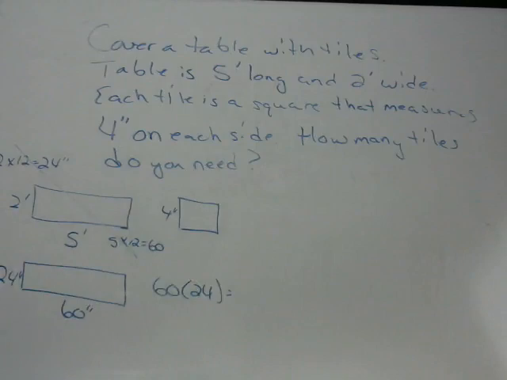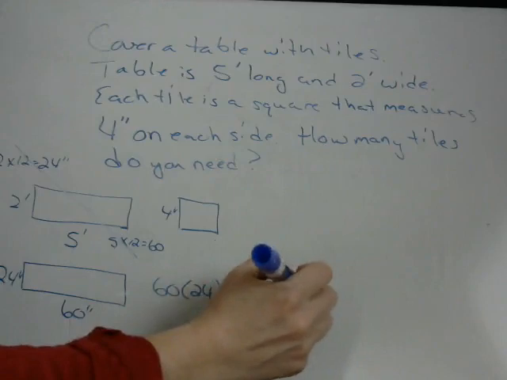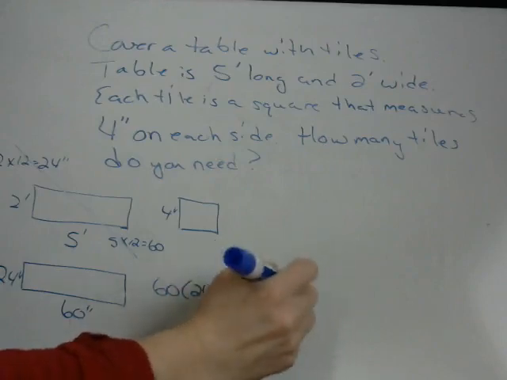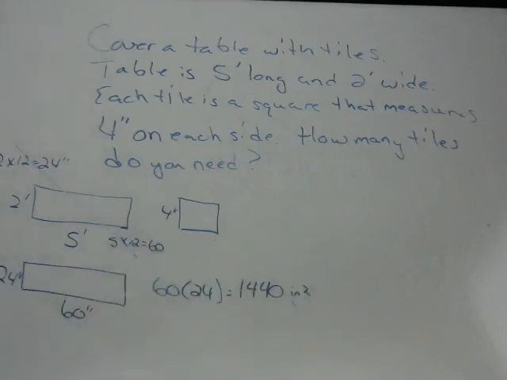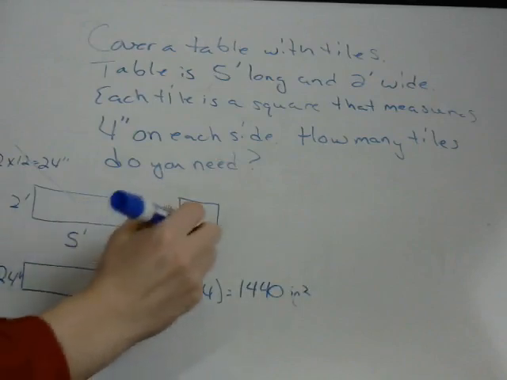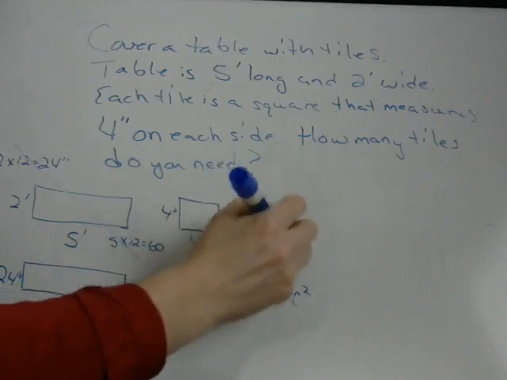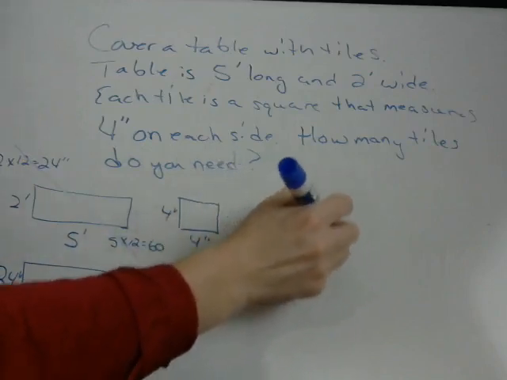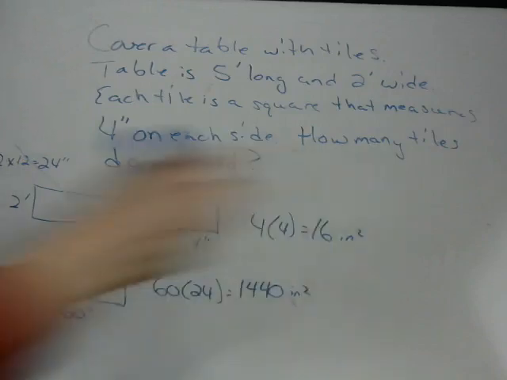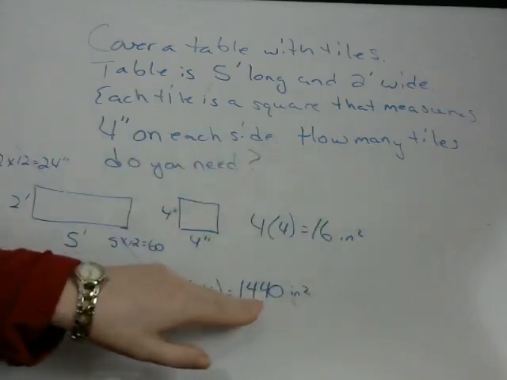And you get 1,440 square inches. So that's the total area of the table. The area of one tile, again this is a square, so we know each side is the same, is 4 times 4, is 16 inches squared. So the total area we have to cover is 1,440.